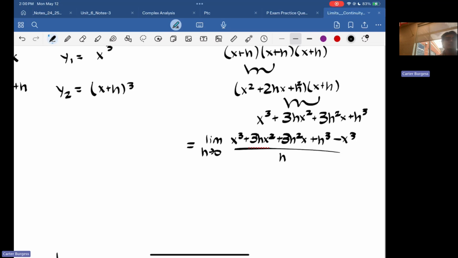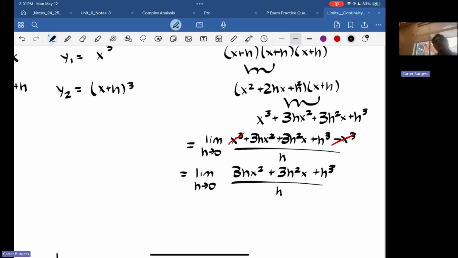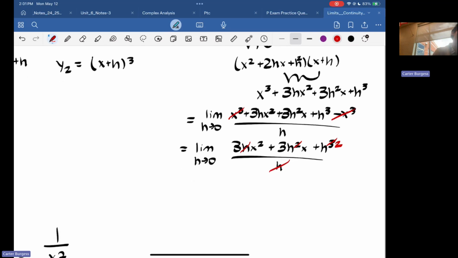What do we have here that we can simplify? Yeah, the x cubed here and the x cubed here cancel. So this is the limit as h approaches 0 of 3hx squared plus 3h squared x plus h cubed all over h. And why is this such a big deal to have this? We can factor out an h, which will then cancel with the h in our denominator. Alternatively, you could just remove one h from each of these to get rid of the h that is distributing in the denominator here.